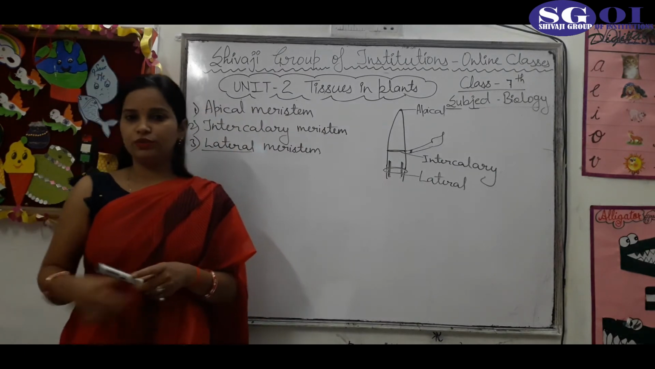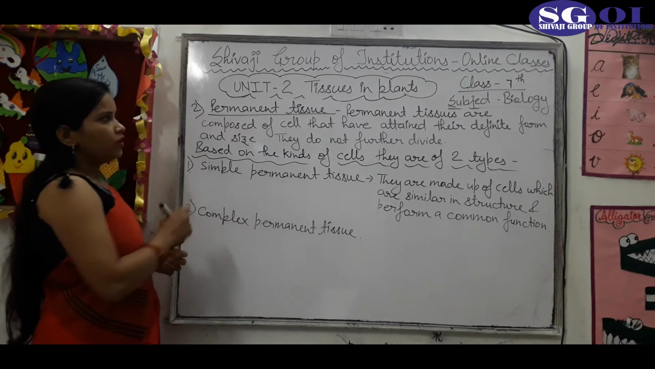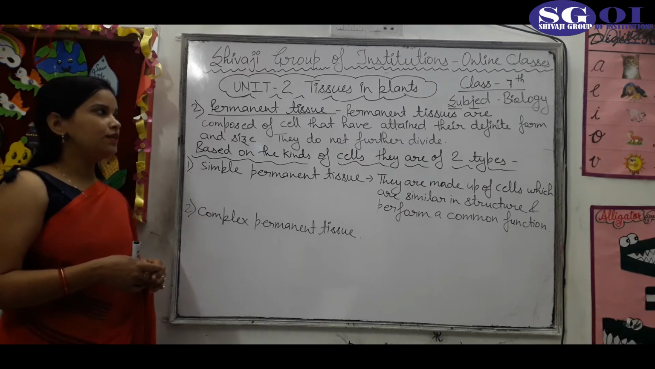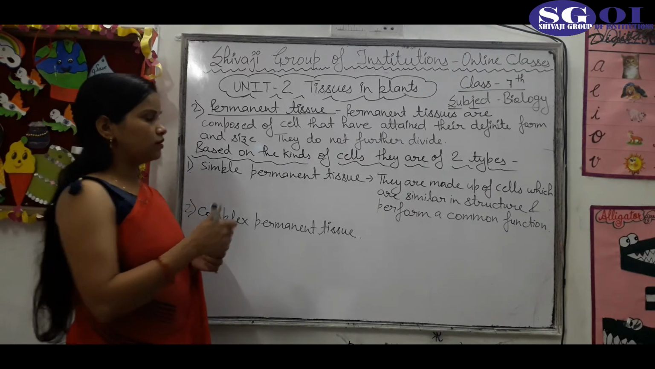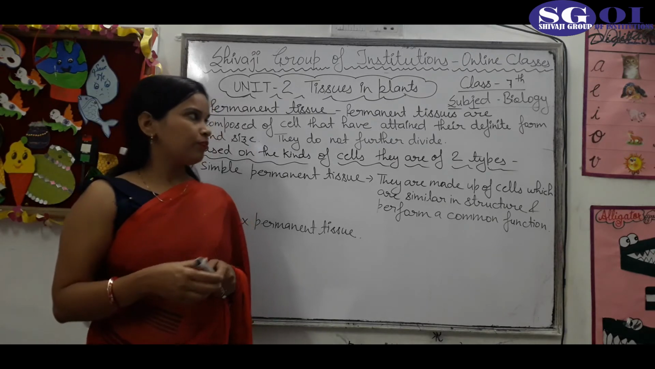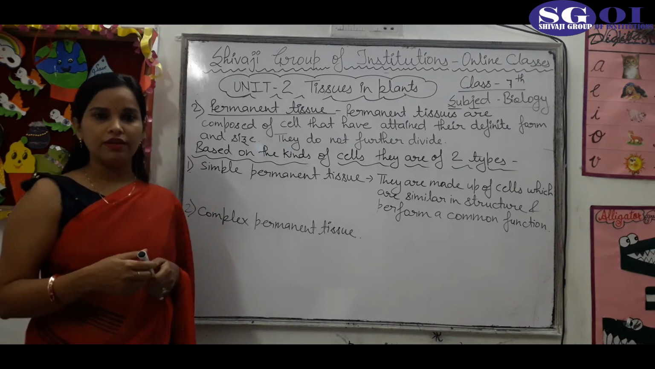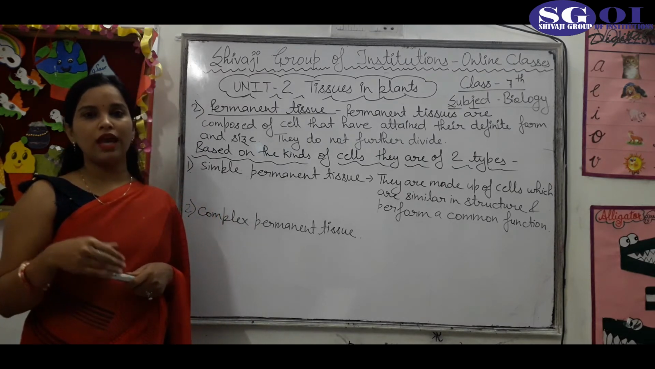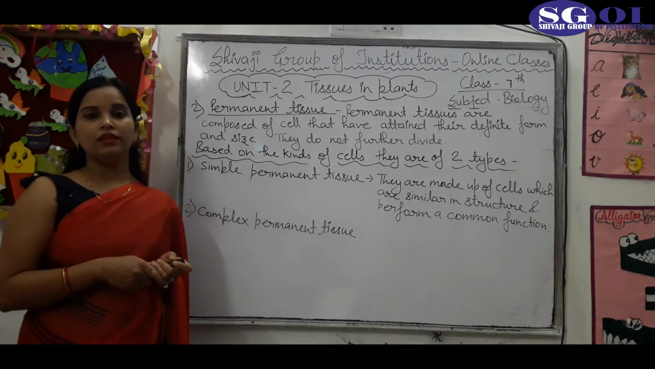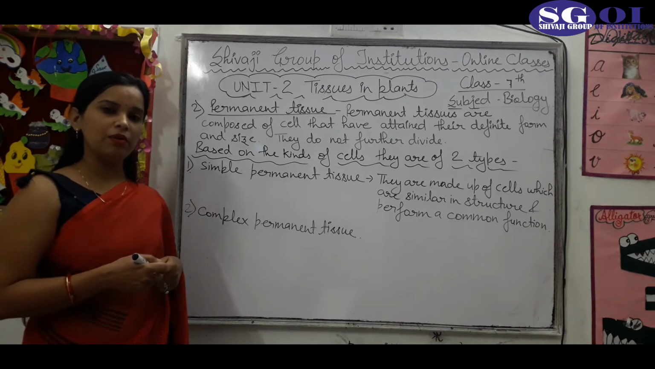Next is the permanent tissue. The second type of tissue found in plants is the permanent tissue. Permanent tissues are composed of cells that have attained their definite form, meaning they cannot divide further. The cells which attain their definite form make the permanent tissue, and these cells are not divided further.